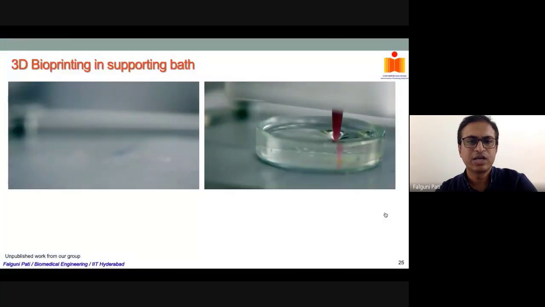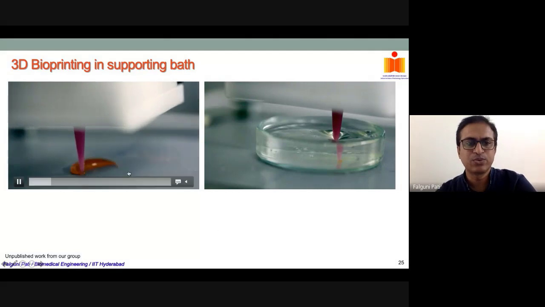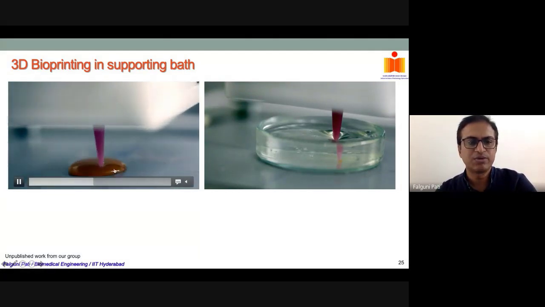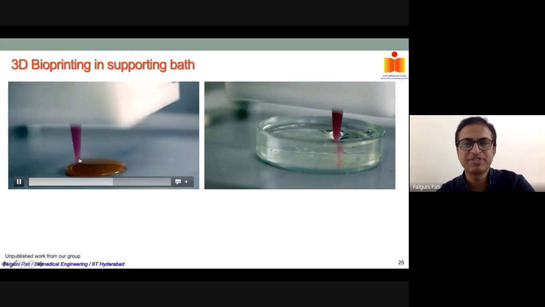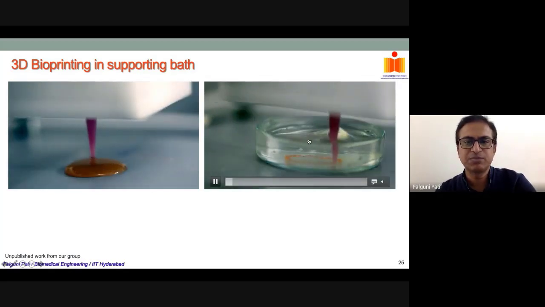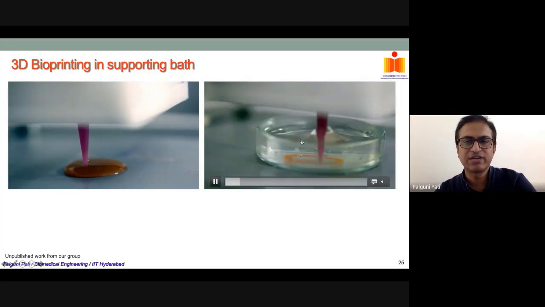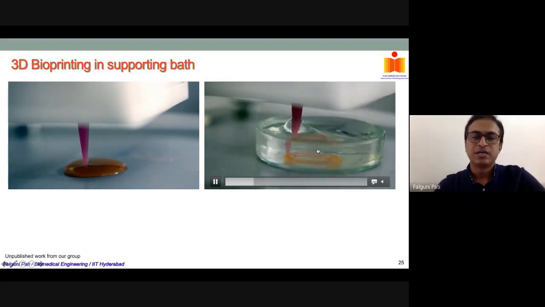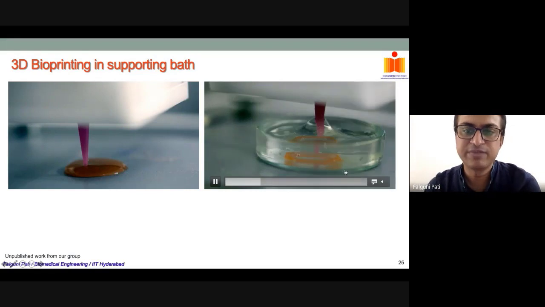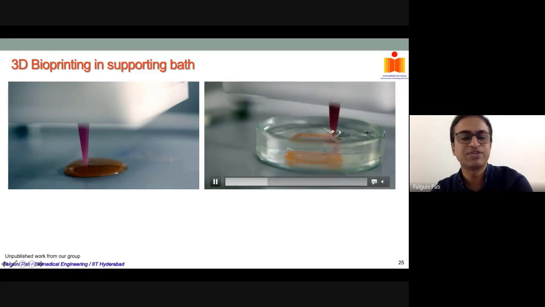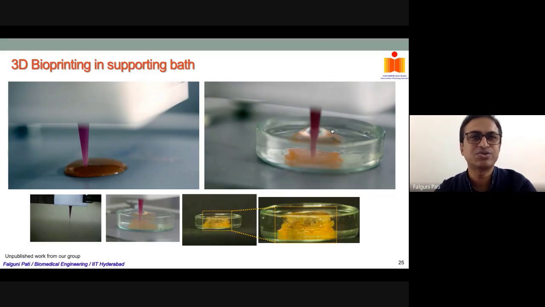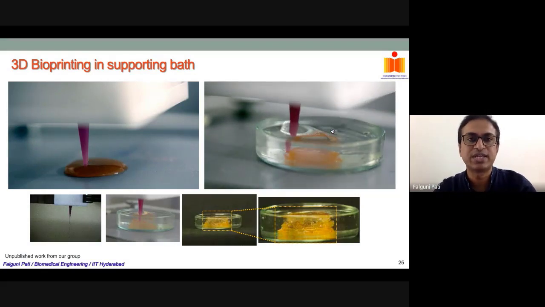You see, in our labs we used to do that. Now when you try printing only low viscous hydrogel, you are not able to make any structure. But the same thing, when we use it inside a supporting bath, we can get very nice structures. This is a very powerful technology by which we can develop any 3D structures using very low viscous material. And for bioprinting this is important, because we cannot use very high viscous material, otherwise it will kill cells.